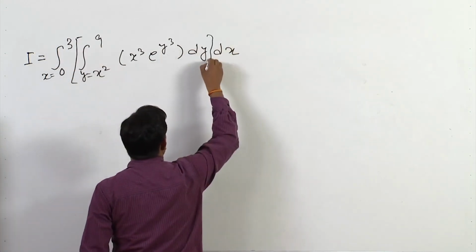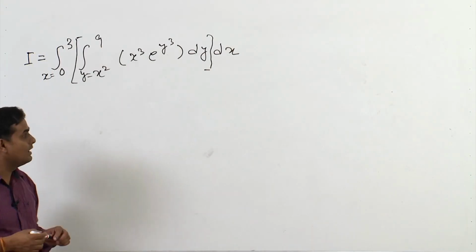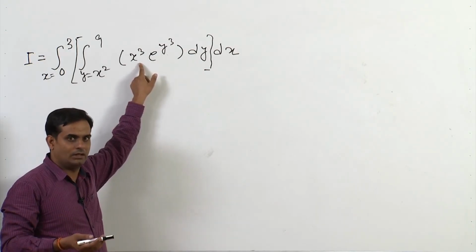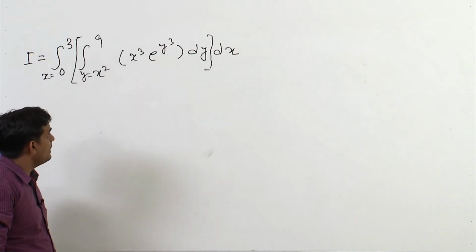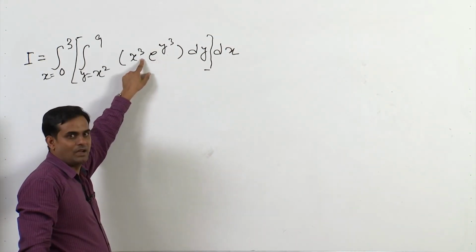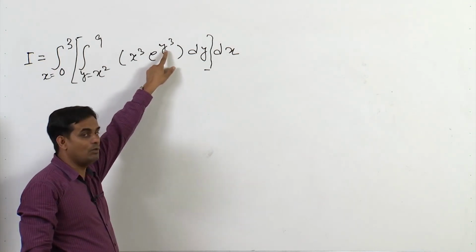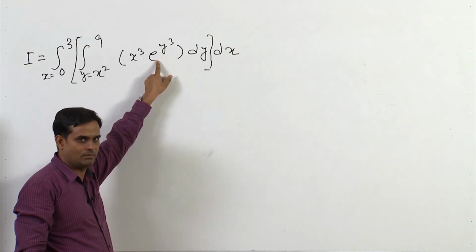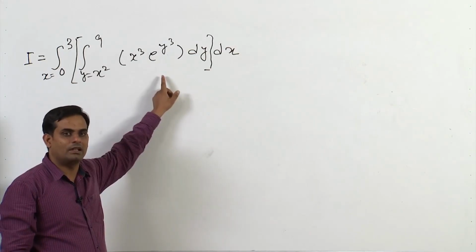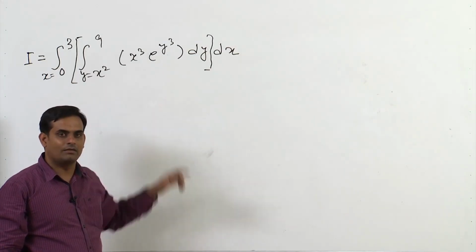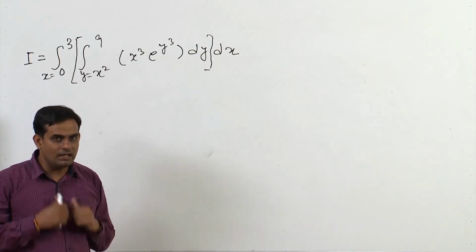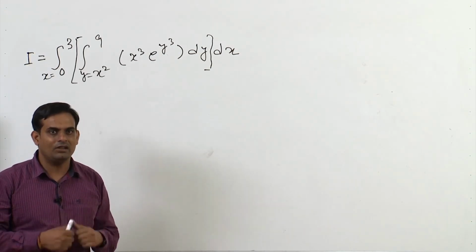According to the given order, first I need to integrate with respect to y. However, I cannot do it. Why? Because to integrate with respect to y, I need a term of y square here due to the cube of y in the exponential term. That I do not have, and hence I cannot evaluate this integral in this order. So, what is the solution? The solution is to change the order of integration, and then we will see whether we can solve it or not.